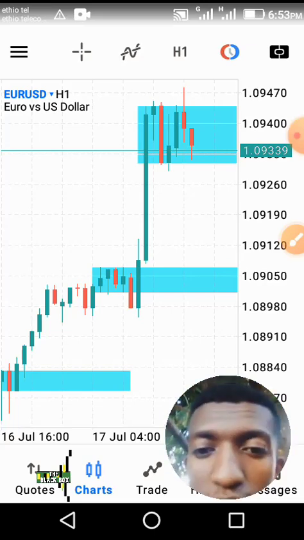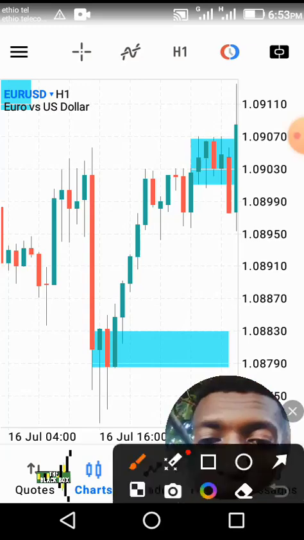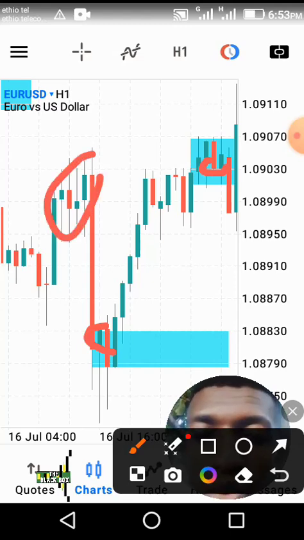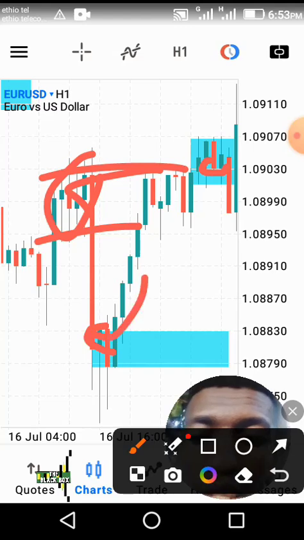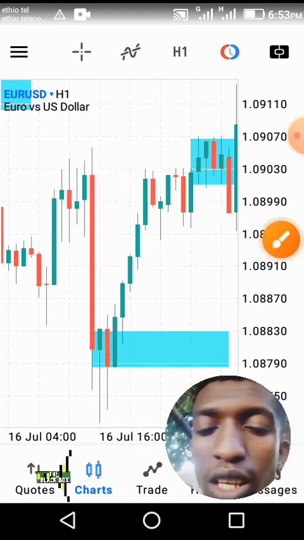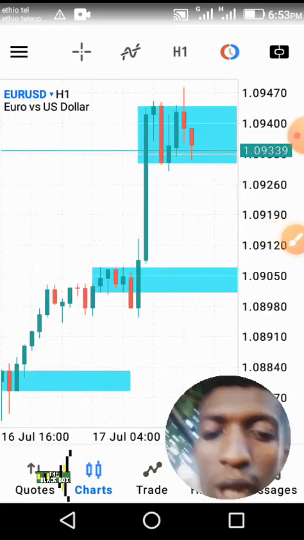The other thing that you should consider is to trade the new black box. When new black boxes form, you have to trade them. Don't wait for this one. Don't draw this and wait for it to hit and then sell. No, don't do that. I'm done doing that, bro. And that is no good.